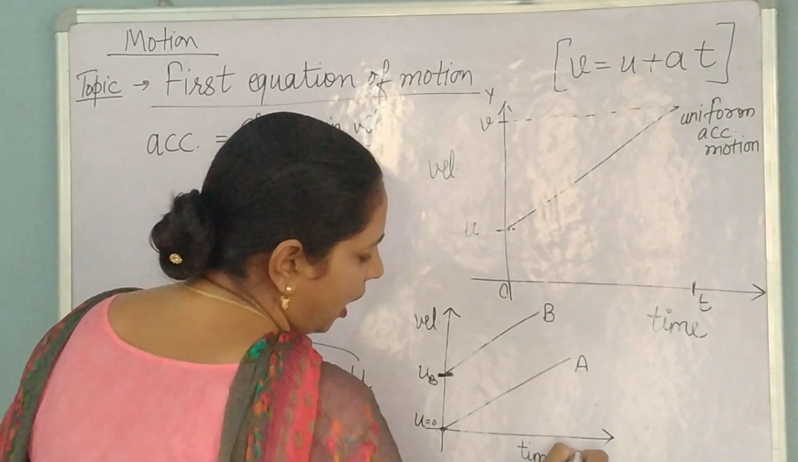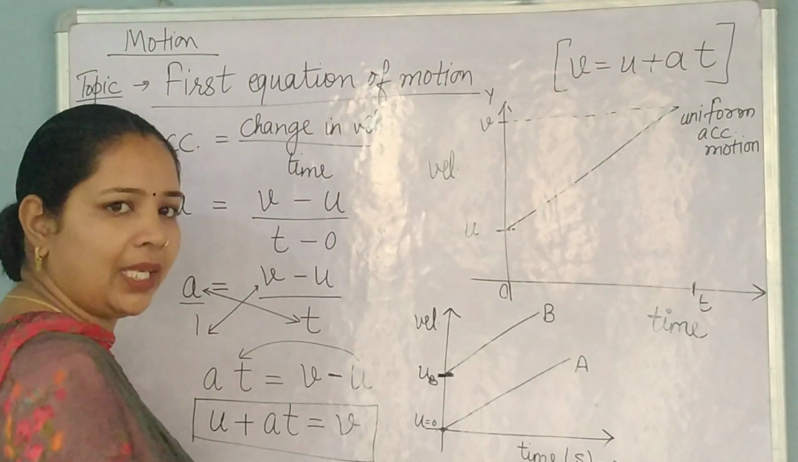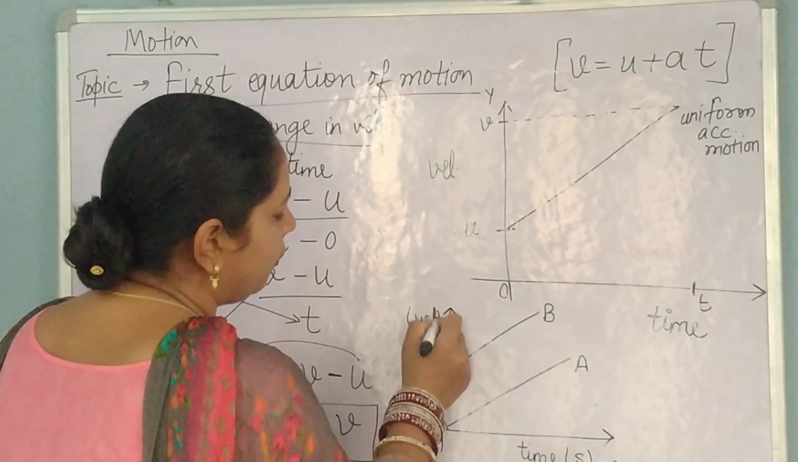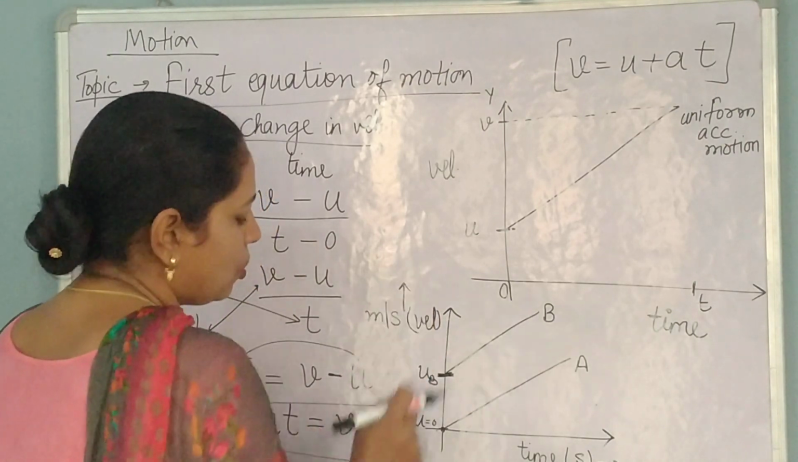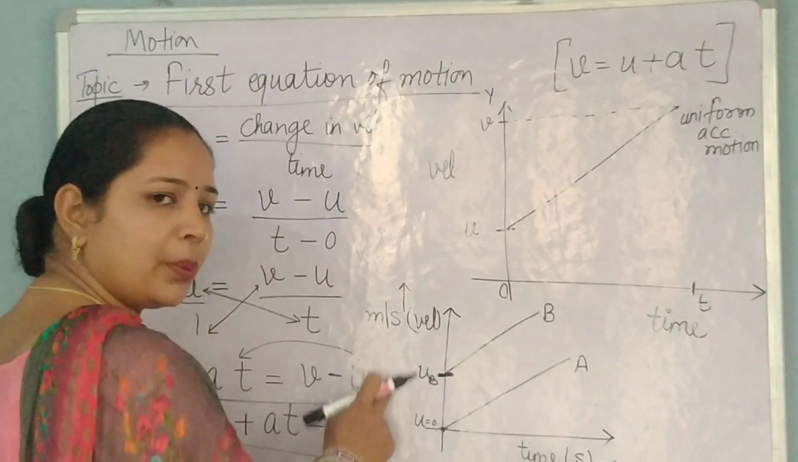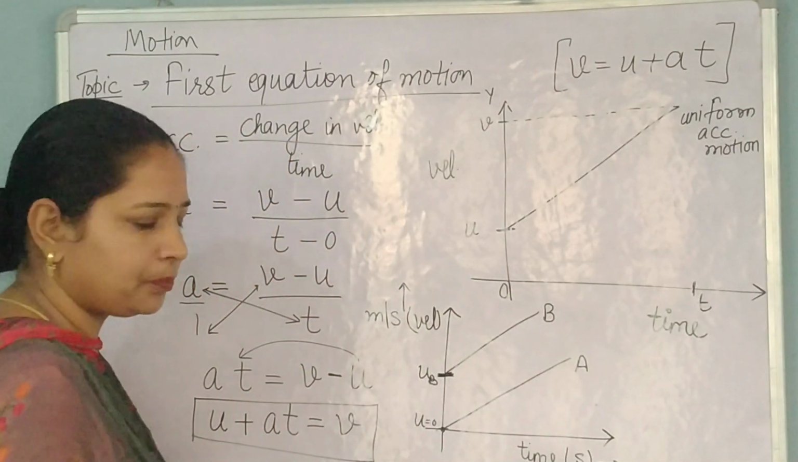Here we will plot time in terms of seconds, as the SI unit of time is second. The SI unit for velocity is meter per second. So these values are in meter per second and these values are in seconds.